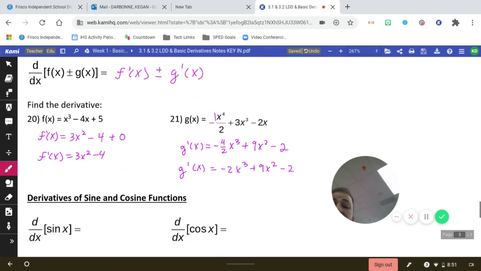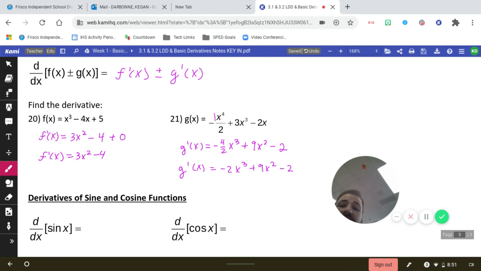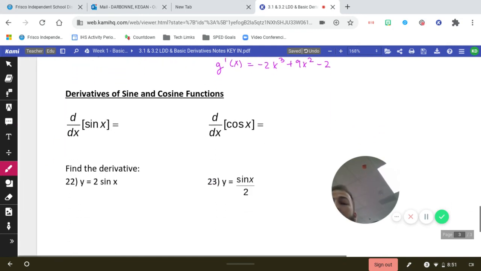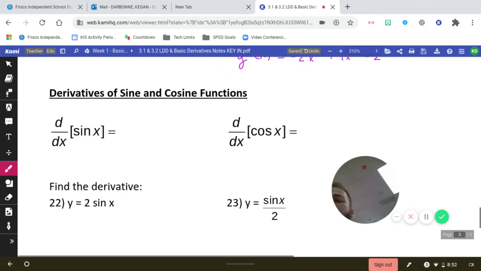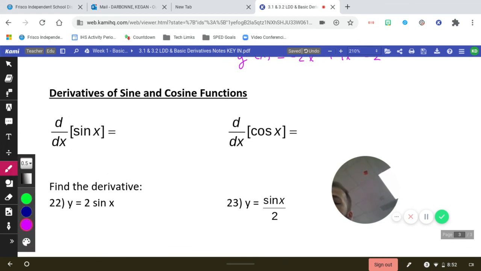Okay, so sum and difference, pretty straightforward. You just ignore addition and subtraction. Keep it the same. All right, the last two that we're going to talk about is the derivatives of sine and cosine functions. Okay, so there's a longer explanation for why their derivatives are what they are, but I'm going to kind of shorten on that to keep these notes shorter. Ask me in class if you would like to know.